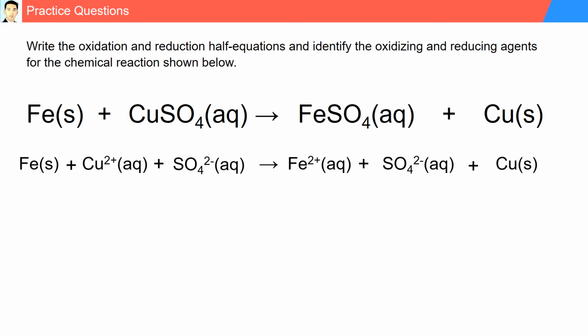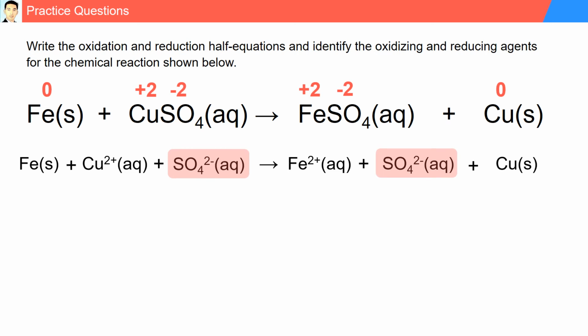Now, writing the oxidation numbers. Iron in its free state has an oxidation number of 0. Sulfate has an oxidation number of -2, while copper has an oxidation number of +2. Sulfate on the product side has an oxidation number of -2, while iron is +2. Copper in its free state has an oxidation number of 0.